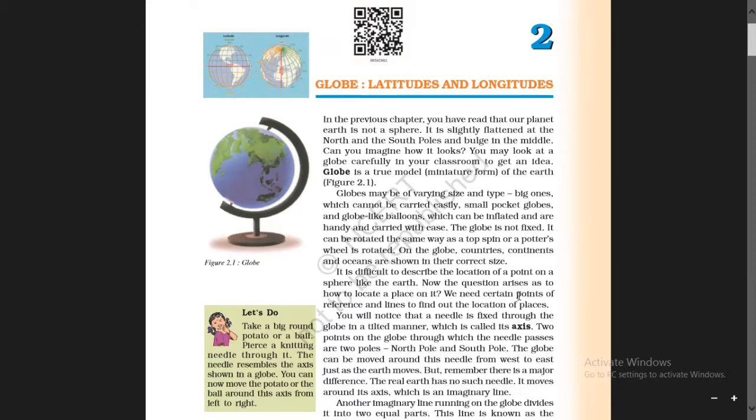We need certain points of reference and different lines to find out the location of places. You will notice that a needle is fixed through the globe in a tilted manner, which is called its axis.